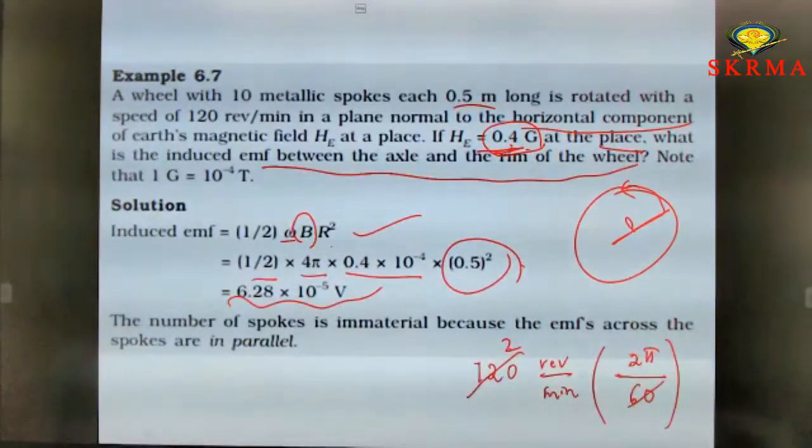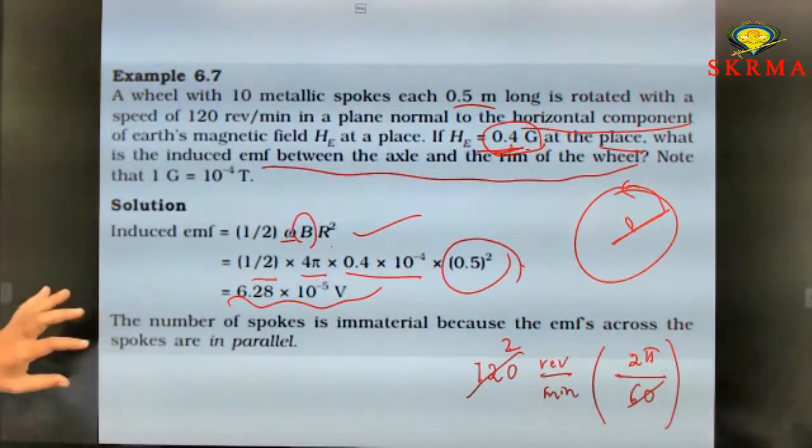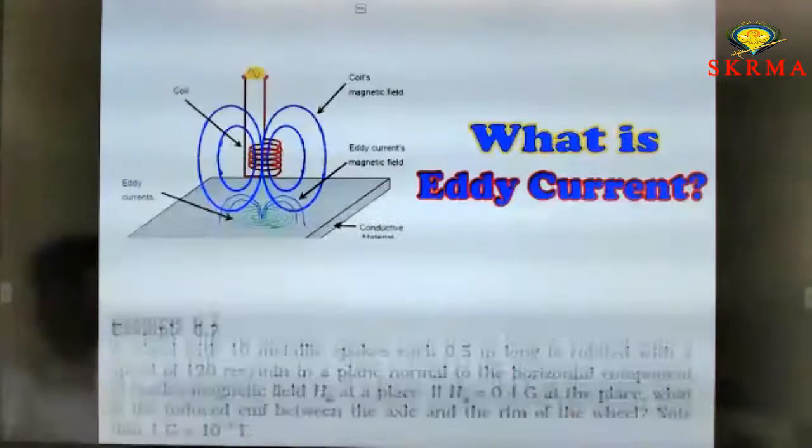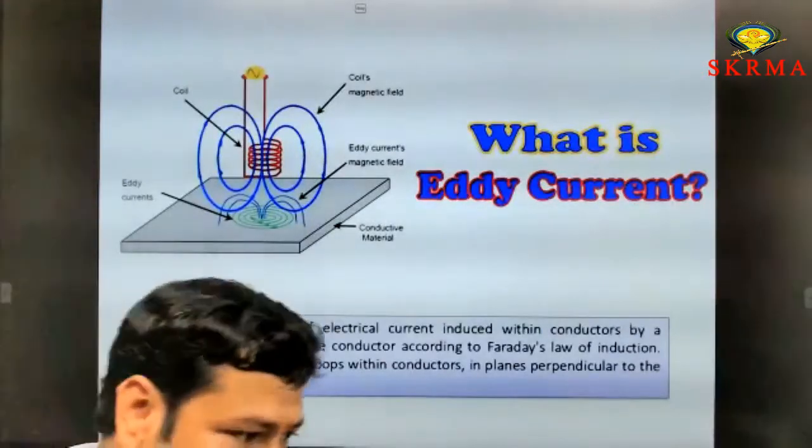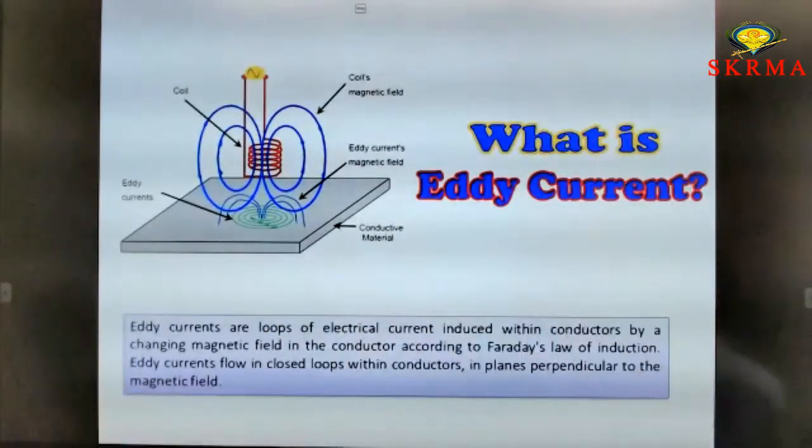Here the total focus is on how they ask questions in NCERT. The first grade is NCERT. That's why I am explaining every NCERT problem based upon a particular concept. Here is also an additional topic related to Lenz's law as well as Faraday.